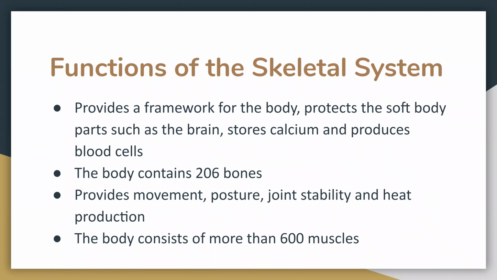So let's talk first about the functions of the skeletal system. The skeletal system provides a framework for the body. It protects the soft body parts, such as the brain. It stores calcium and produces blood cells. The body contains over 206 bones. It provides movement, posture, joint stability, and heat production. And the body also contains 600 muscles.